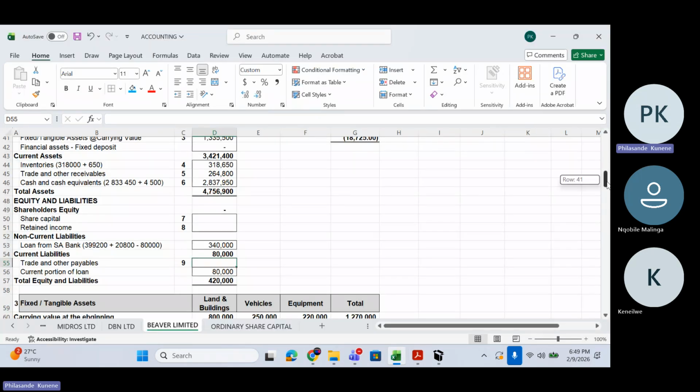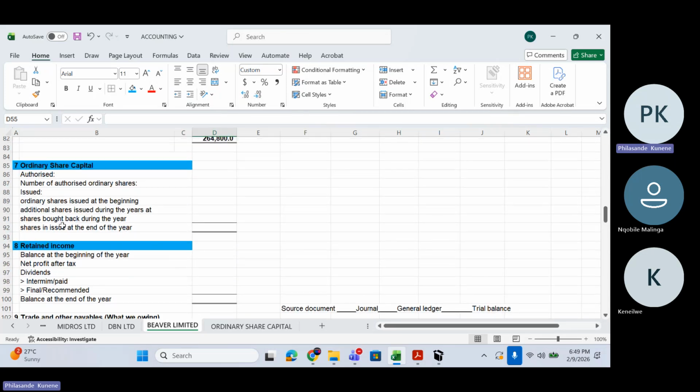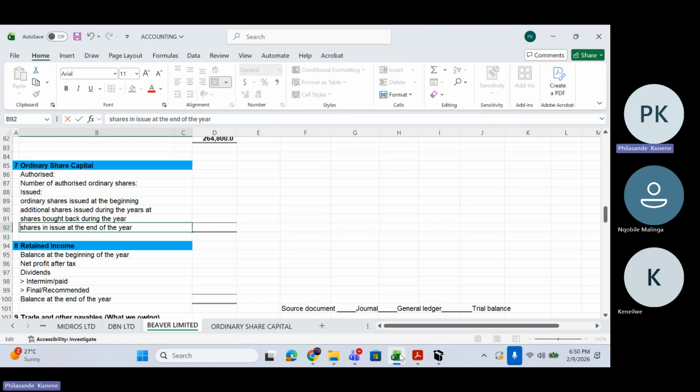So which means now I can go to my ordinary share capital note number 7, and say shares in issue at the end of the year. How many shares were in issue at the end of the year? They said there it's 1,800,000. So I can say 1,800,000 shares in issue at the end of the year, right? And then how much is the price of that?